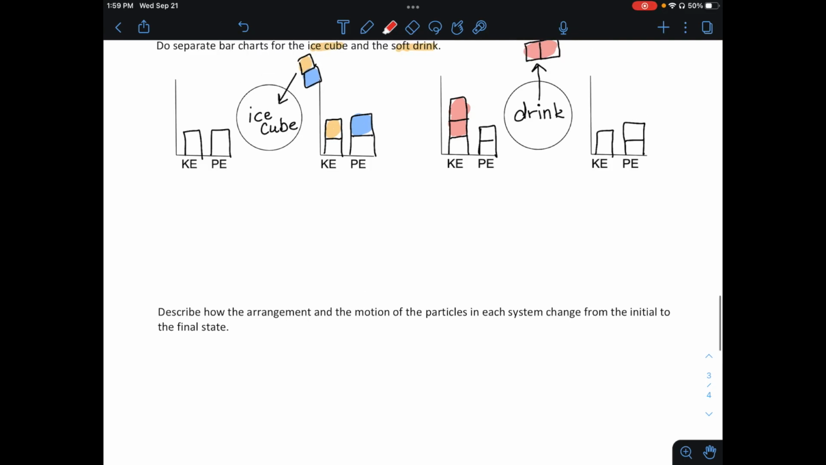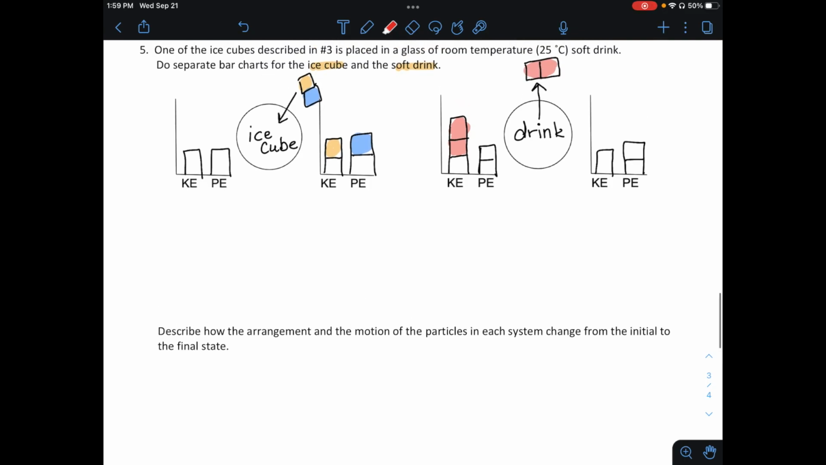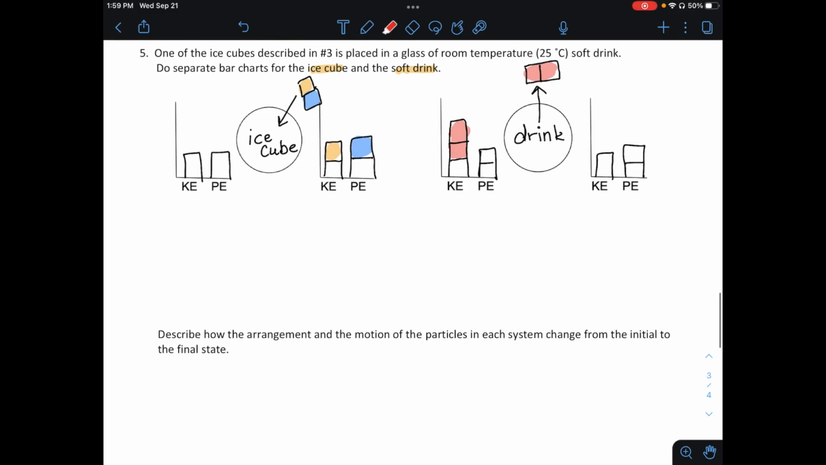It says, describe how the arrangement and motion of particles in each system change. Well, these particles are going to move faster, and they're going to turn from a solid, nice and orderly, to a liquid, a little bit further apart. These particles are going to be a liquid, and they're going to slow down. So they have opposite effects on the ice cube and the drink. So I hope that gives you a good idea of how to work an LOL chart in chemistry.